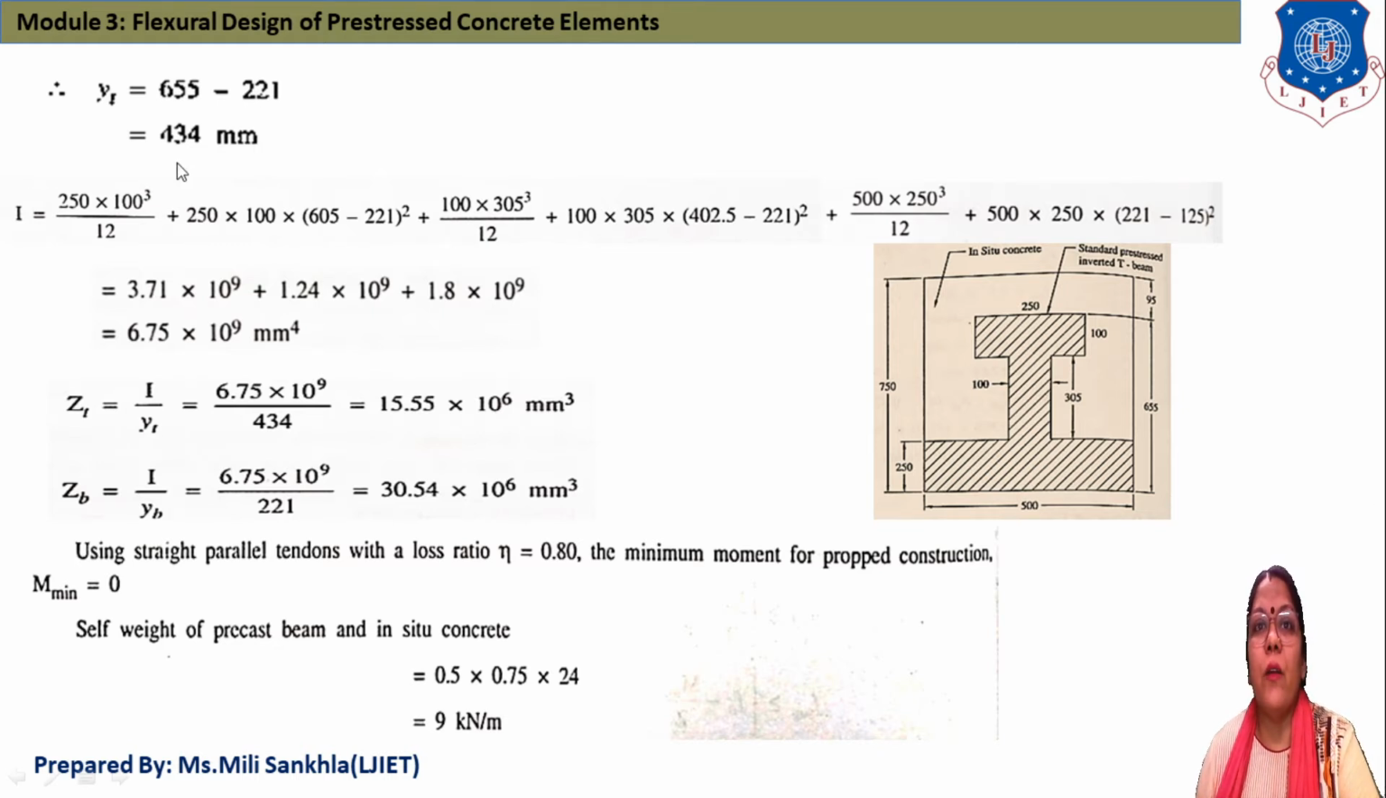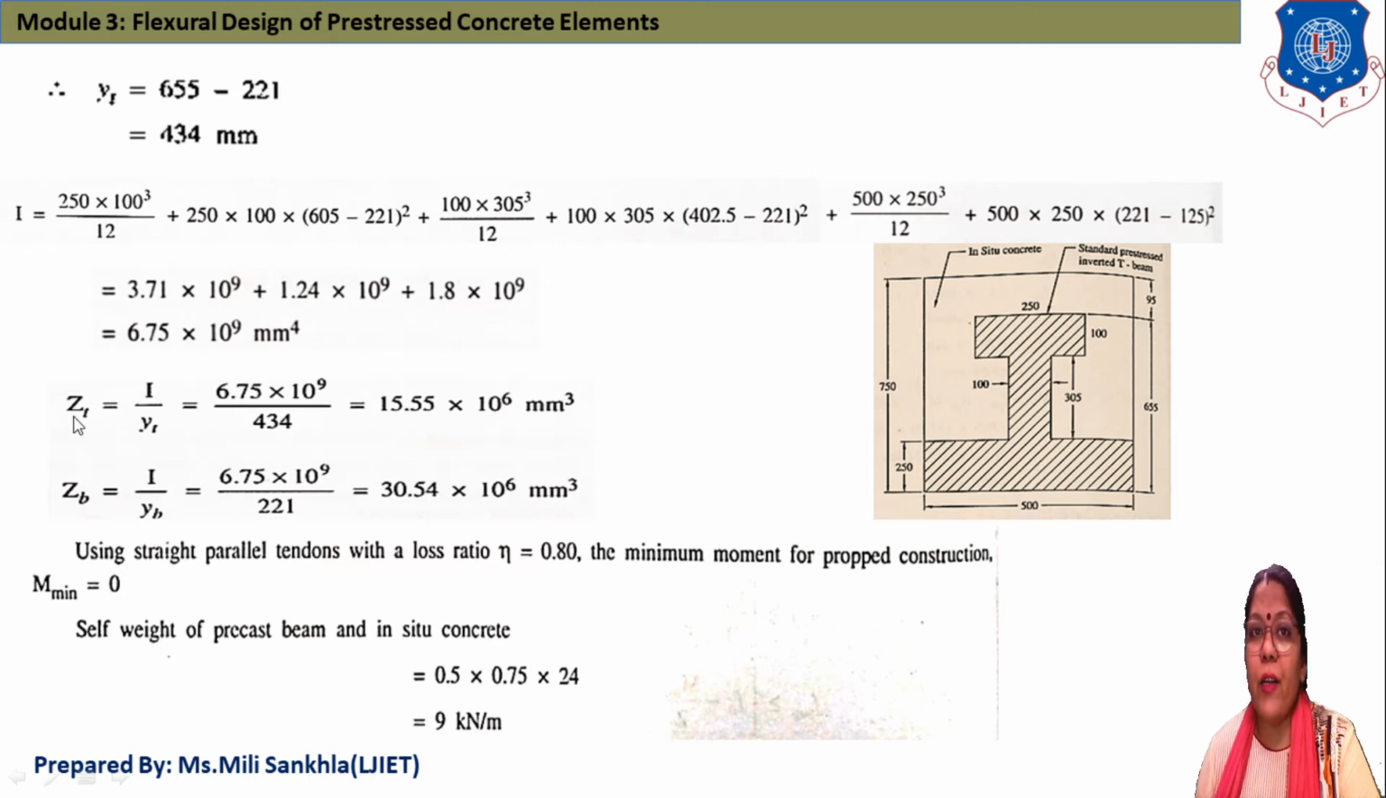is 434 mm. Now we find out the moment of inertia of this girder, and that is according to our parallel axis theorem, Ig plus A y square. Put all the values in this equation, and we find out the moment of inertia of the total section, that is 6.75 into 10 raised to 9 mm raised to 4. From this moment of inertia, next we find out the section modulus of the top fiber and the section modulus of the bottom fiber.